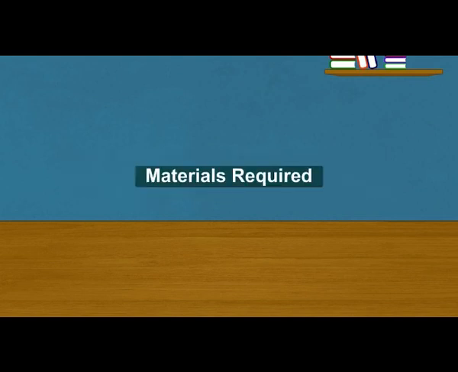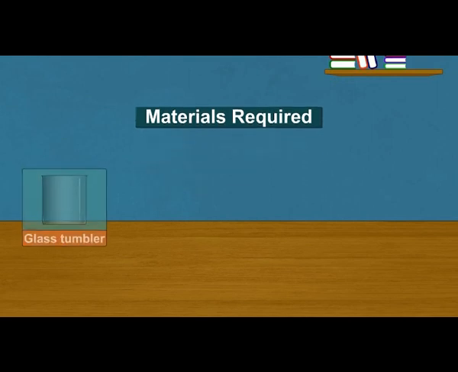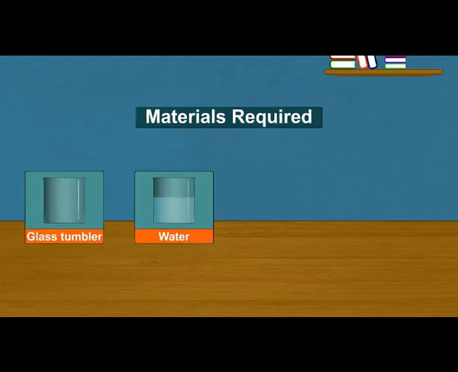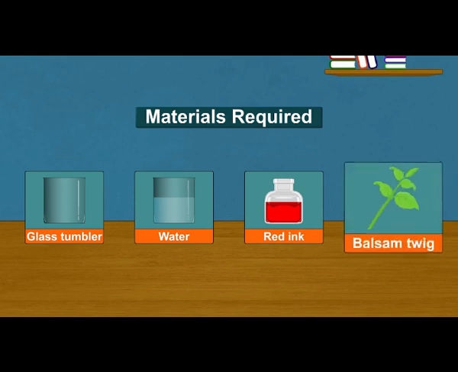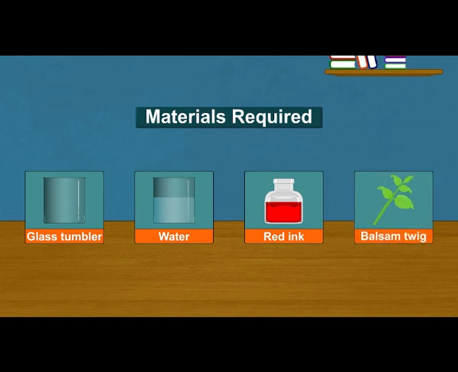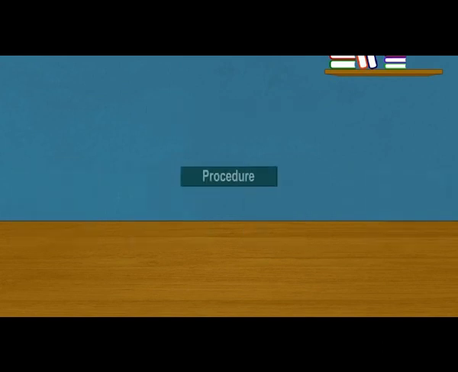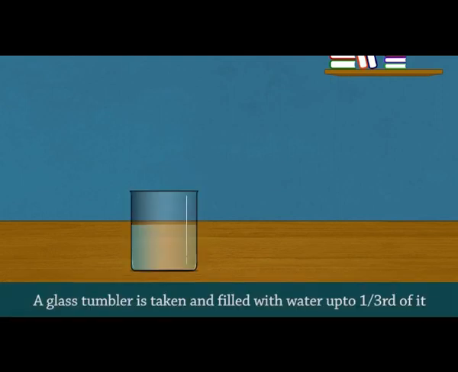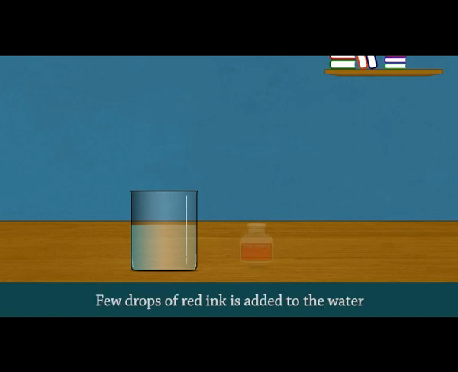Apparatus. A glass tumbler, water, red ink, a balsam twig. Procedure. A glass tumbler is taken and filled with water up to 1/3 of it. A few drops of red ink are added to the water.